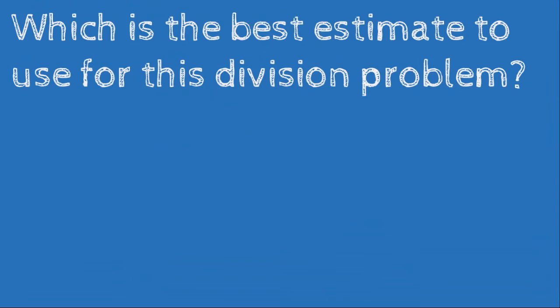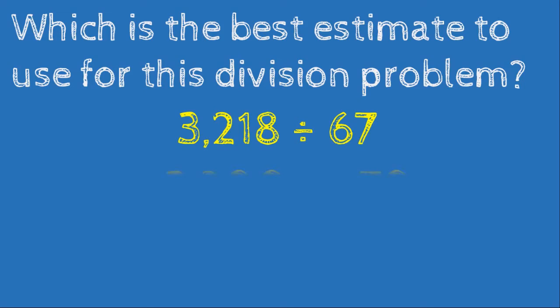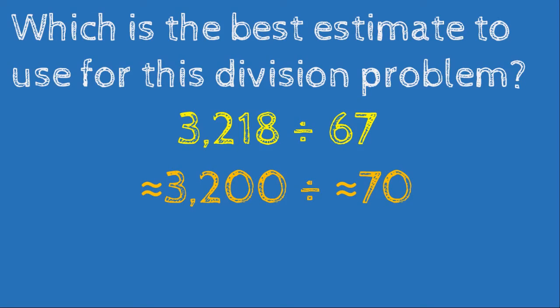Which is the best estimate to use for this division problem? 3,218 divided by 67. So we can just easily round each number. 3,218, we can round to the nearest 100, that is 3,200, and we can round 67 to the nearest 10, and that would be 70. So the closest estimate would be 3,200 divided by 70.